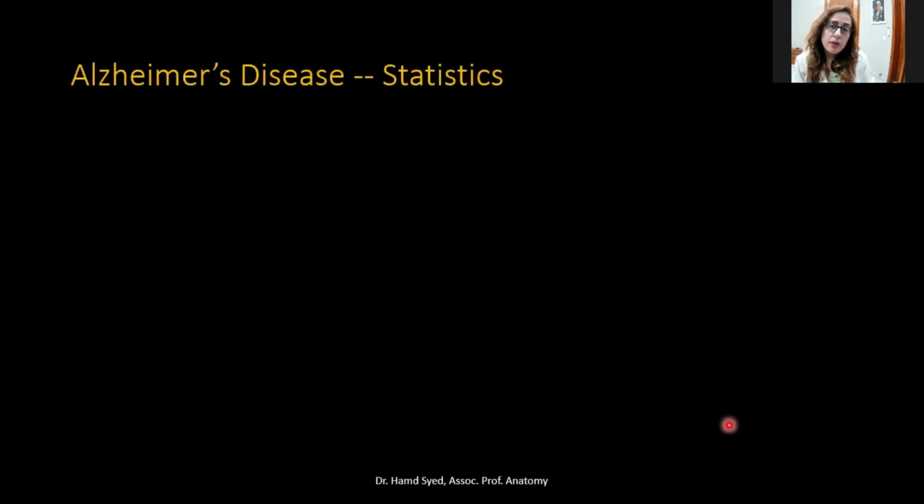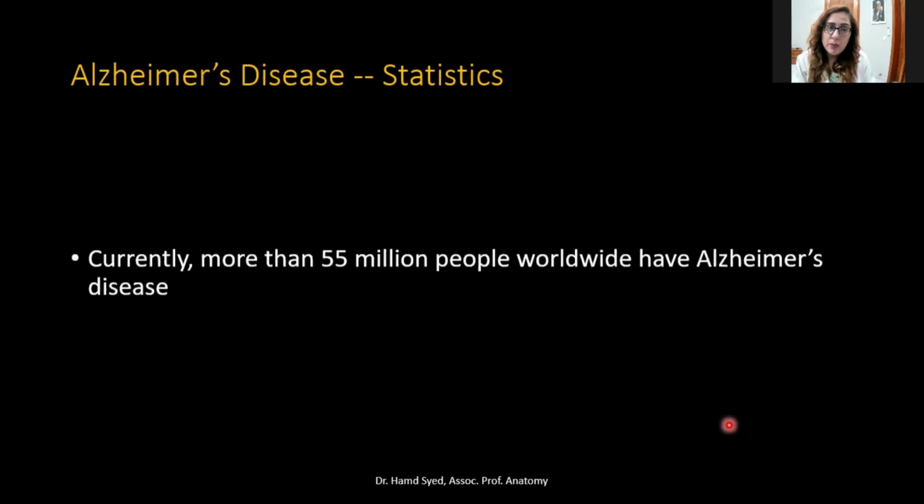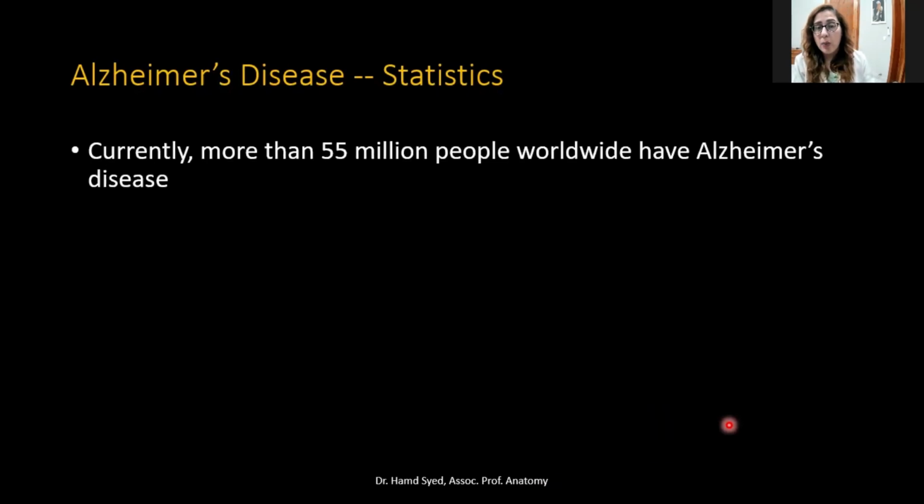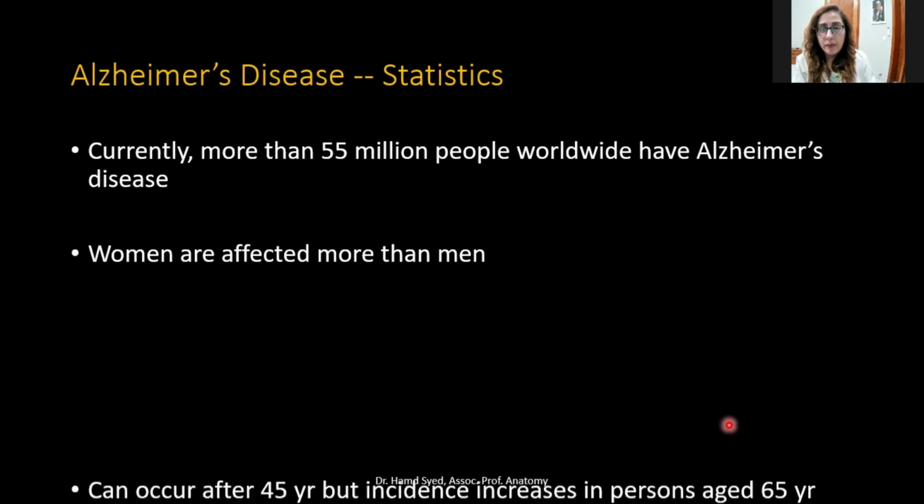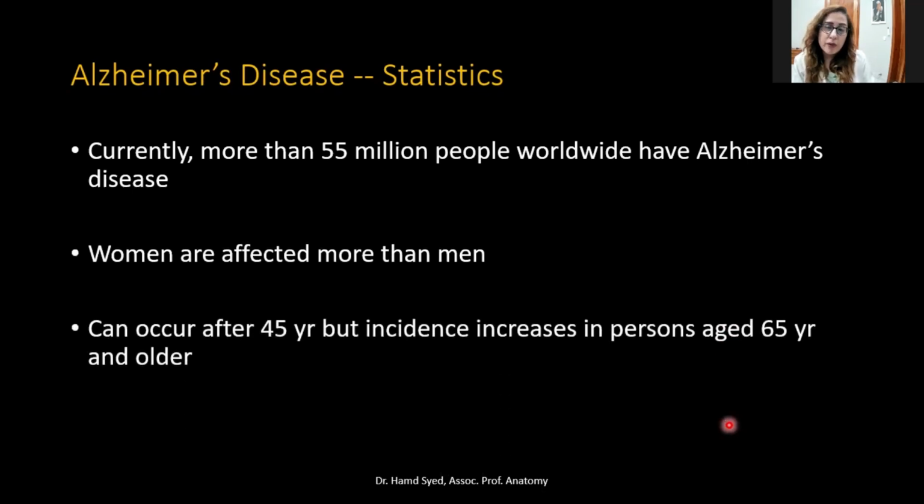Now, what are the stats when we talk about Alzheimer's disease? Remember, right now, more than 55 million people worldwide have Alzheimer's disease, and women are affected more than men. This can occur after 45 years of age, but the incidence particularly increases after 65 years of age. So the elderly population is vulnerable to Alzheimer's dementia.